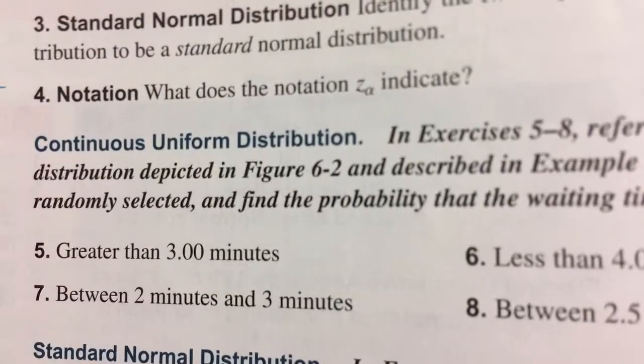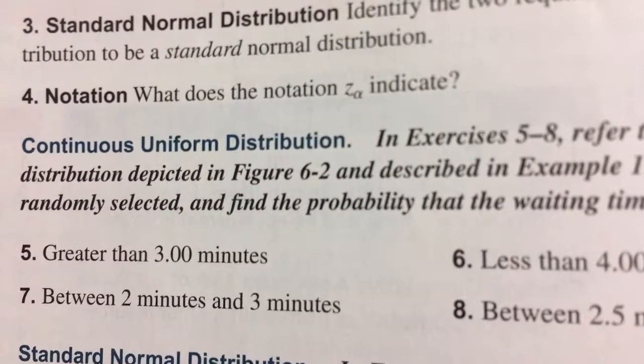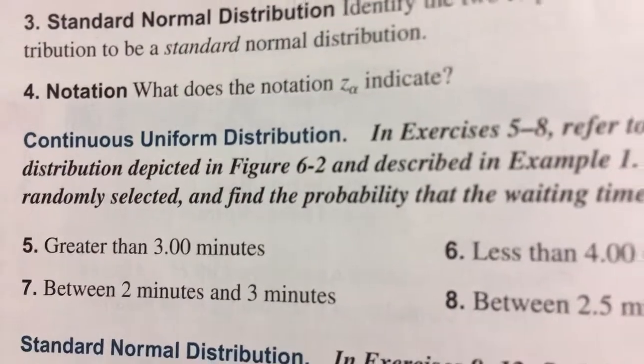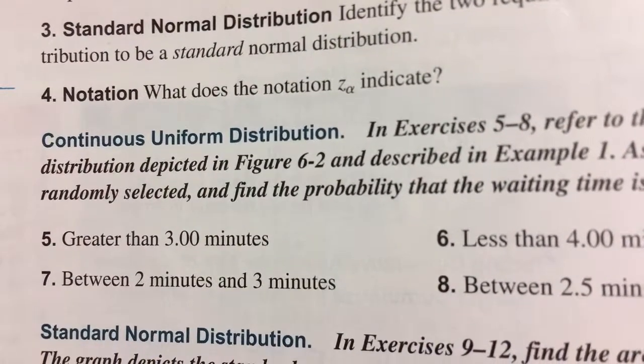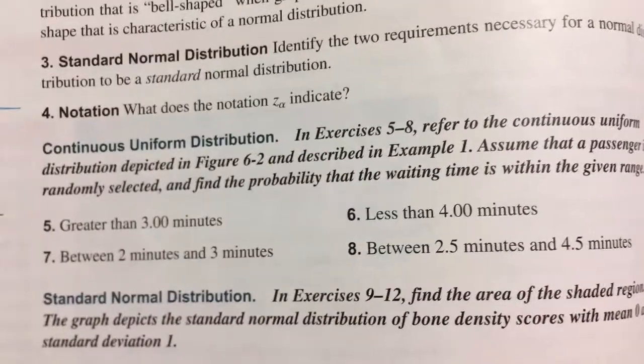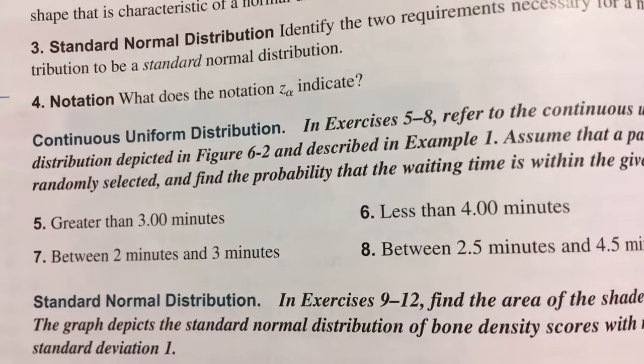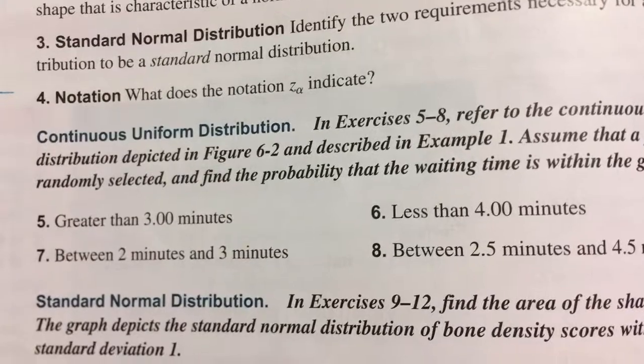and we are doing 6.1 homework help because we're getting close to our test and we need to get it all done. Okay, so we're going to start with problem number 5. It says in exercises 5 through 8, and we're going to be doing 5 and 7, refer to the continuous uniform distribution depicted in figure 6.2.